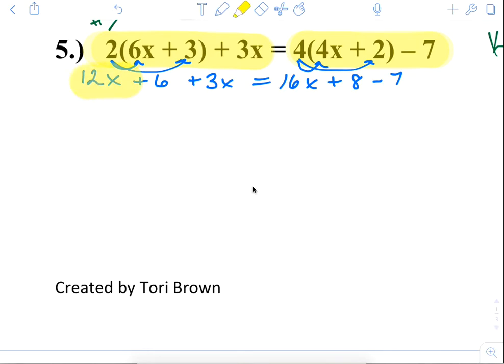I'm still not done. Because if I look right here, those guys can combine, right? That makes 15x's plus 6. If I look on the other side, these guys combine. 8 minus 7 makes a 1. That equation got a lot easier, and all I've done is simplify so far.